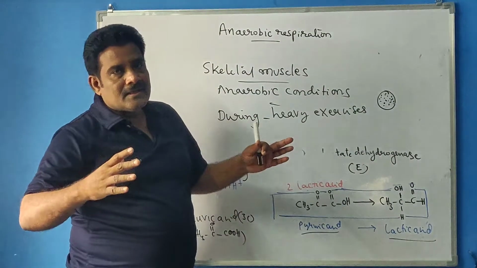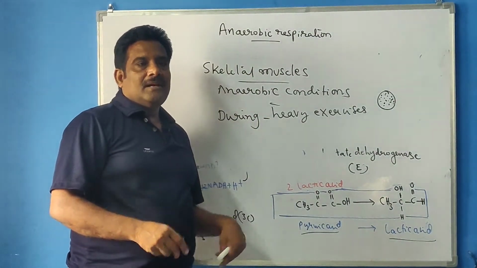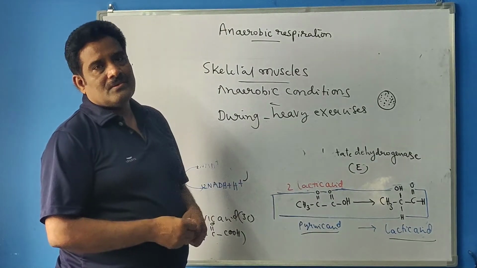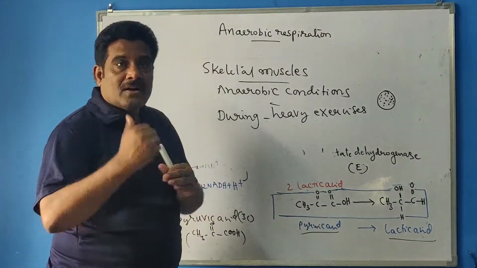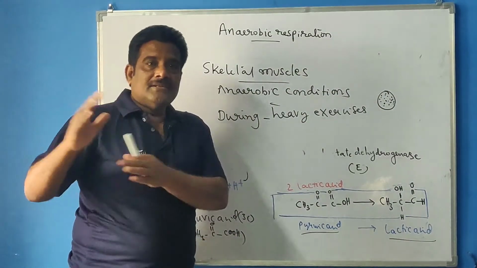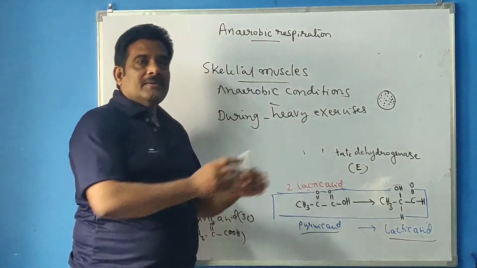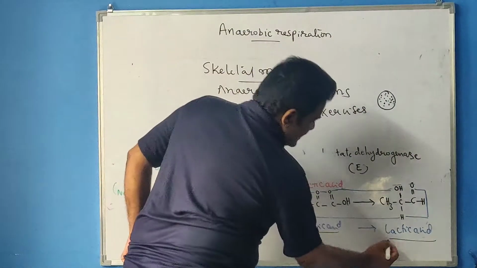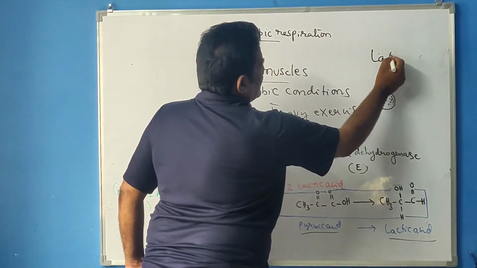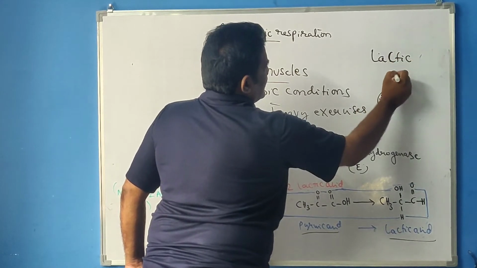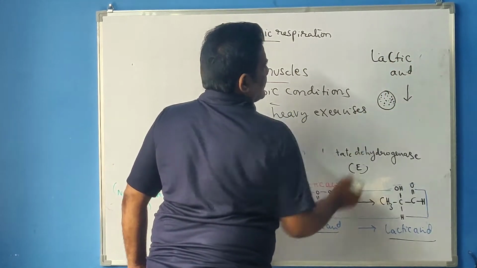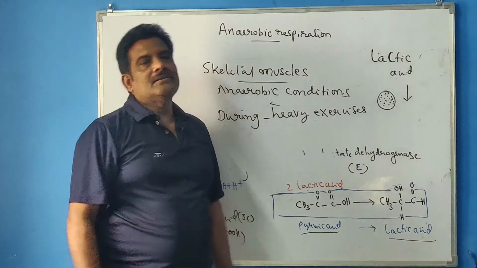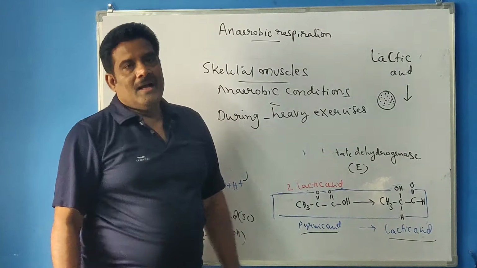But how do we get back to normal? How will this condition be restored? The condition will be restored whenever oxygen is available. So when exercise is stopped, oxygen availability will be there again. Because of the availability of oxygen, what happens? This lactic acid is going to be broken down. Whenever lactic acid is broken down, normal conditions are restored. That point you have to understand.